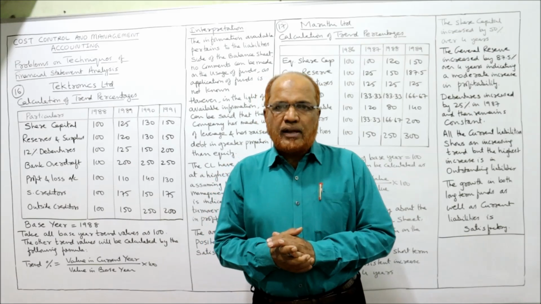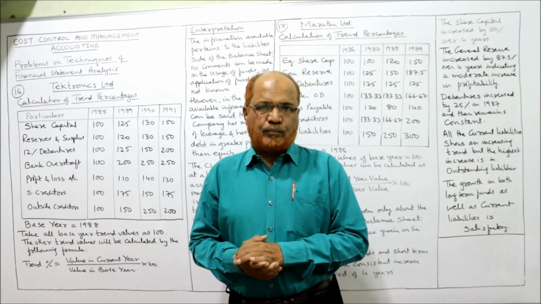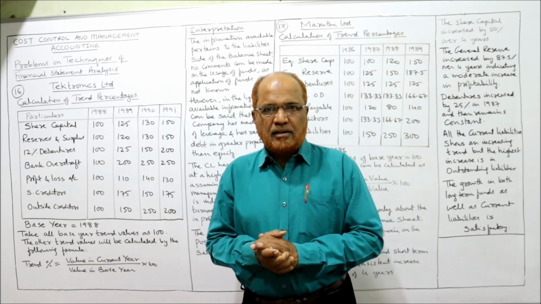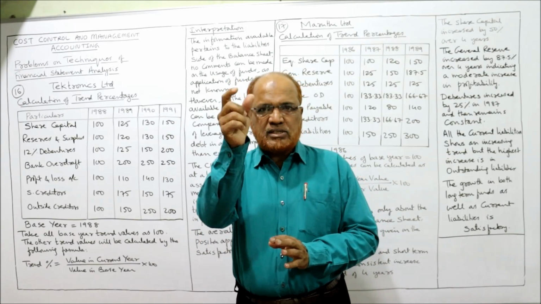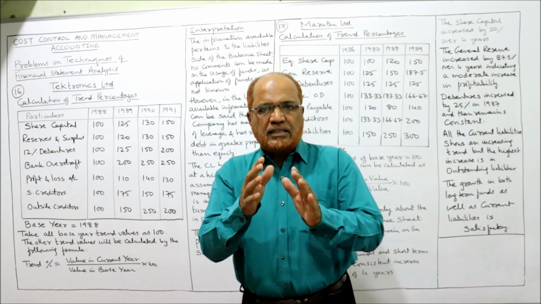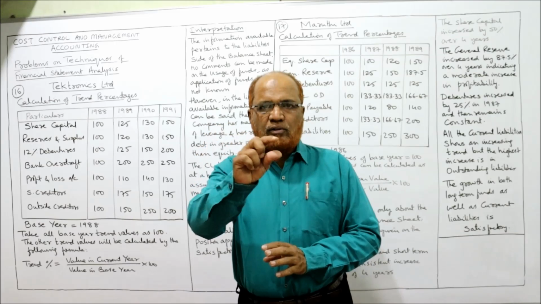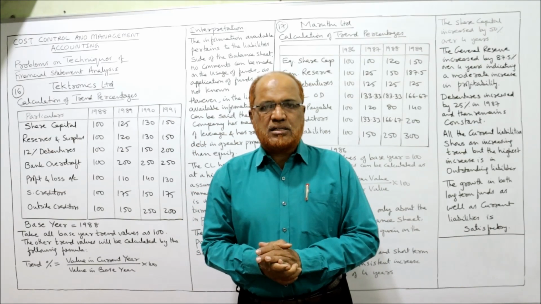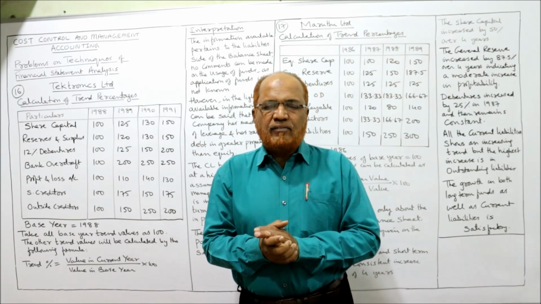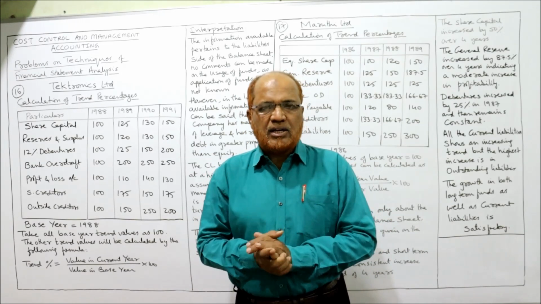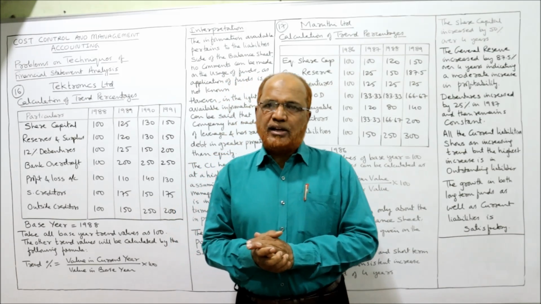So trend analysis already I have explained you in the last video that the first year will normally be treated as the base year. The base year trend values will always be taken as 100 and the other trend values will be calculated by the formula current year value divided by base year value into 100. So by studying the trend, we can give the comment on the financial statements. That's the advantage of this technique called trend analysis.